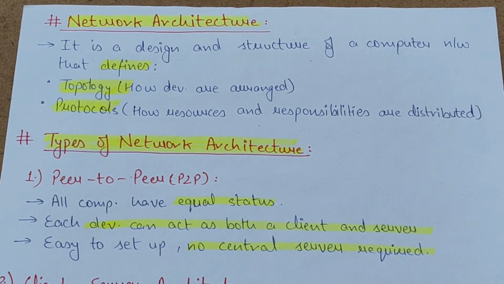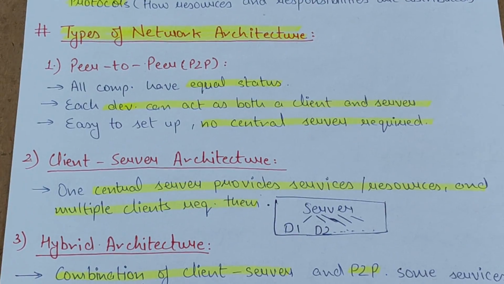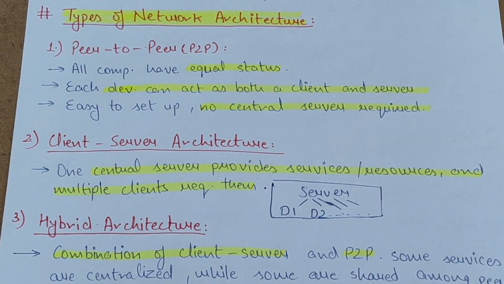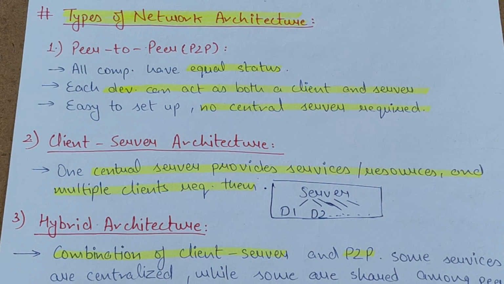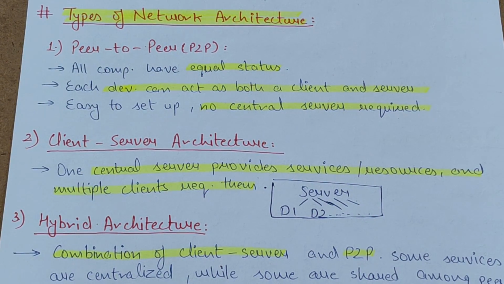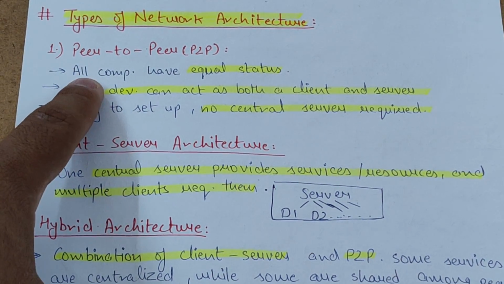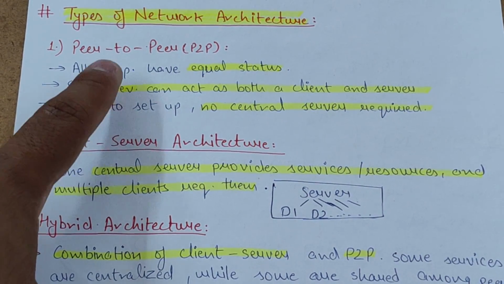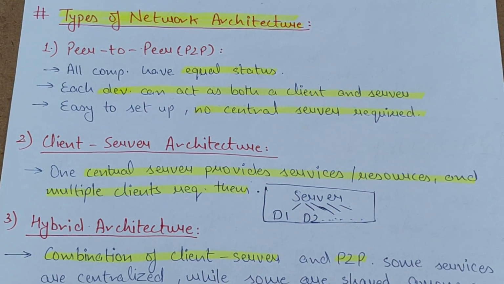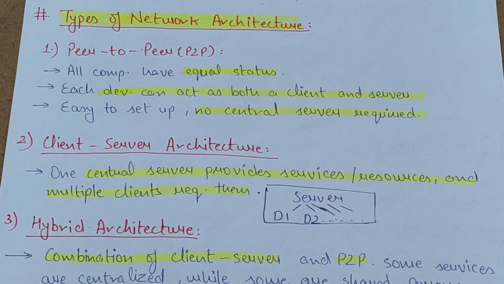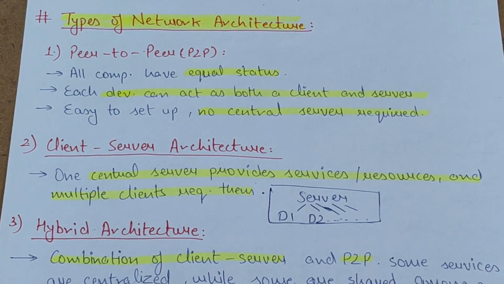So, we'll be discussing types of network architecture. First type is peer-to-peer, also known as P2P connection. We'll be studying about peer-to-peer, that is P2P. In this, the first point is all computers have equal status. All computers here means that all devices connected in the network have equal status.